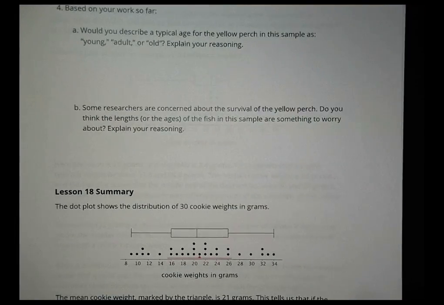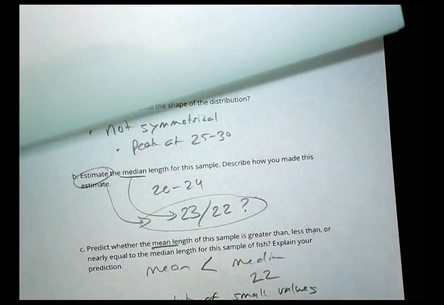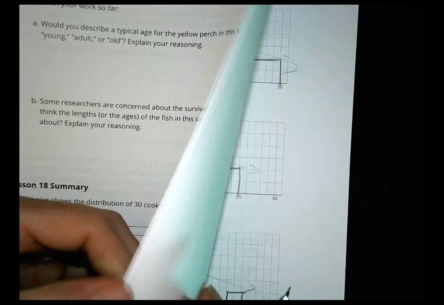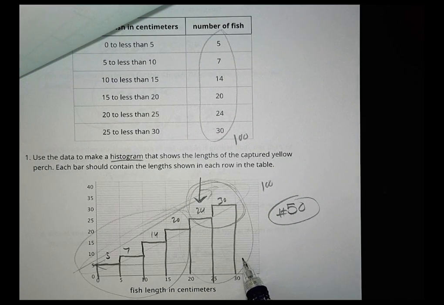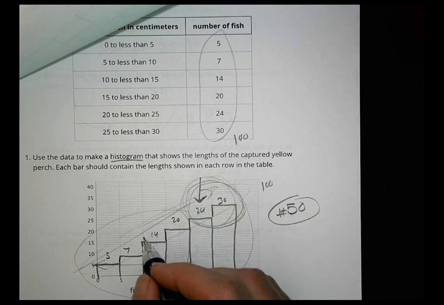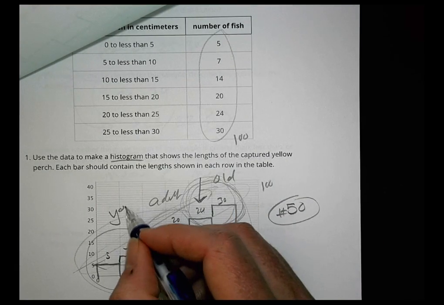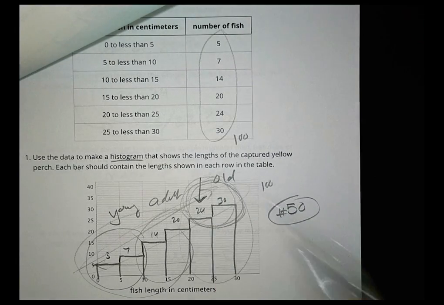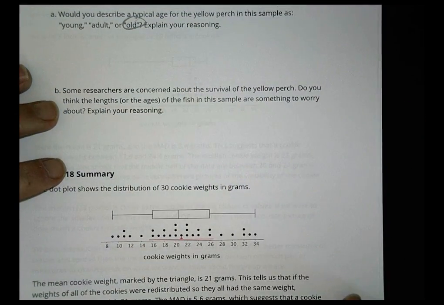Based on your work so far, would you describe a typical age for yellow perch as a sample as young, adult, or old? Well, with our data, what we see is that most of the perch are in that 20 to 30 range. So over half of them are in this range, which means over half the fish are long and also old. Think of this as being young, this as being adult, and this as being old, if you want to cluster each one. There are definitely a lot more older fish than younger or adult fish. So I'd go with the old ones there. That makes the most sense.